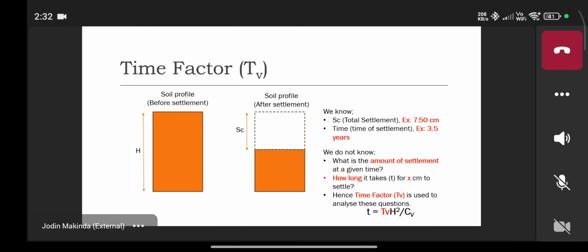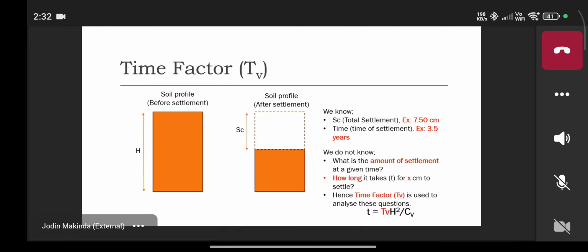Therefore, we know how to calculate the total settlement, and we know also how to calculate the time it takes for the settlement. For example, 3.5 years. Total settlement, for example, 7.5 centimeter, and so on. Okay, this is the total settlement. But what are the things that we do not know so far?